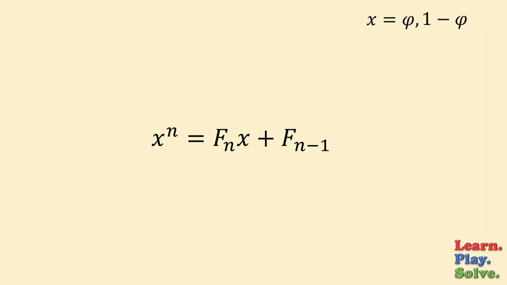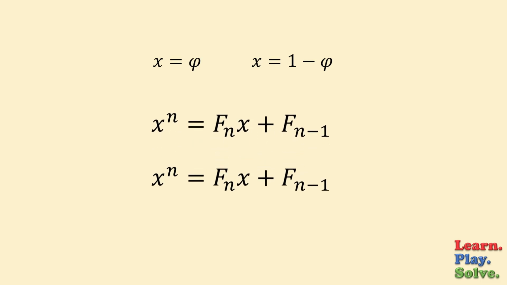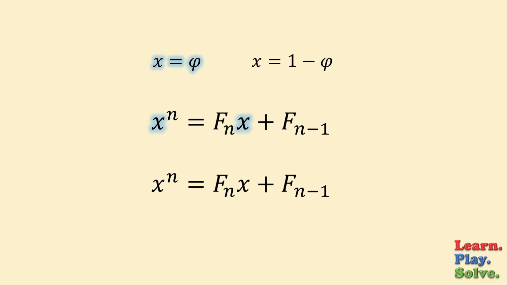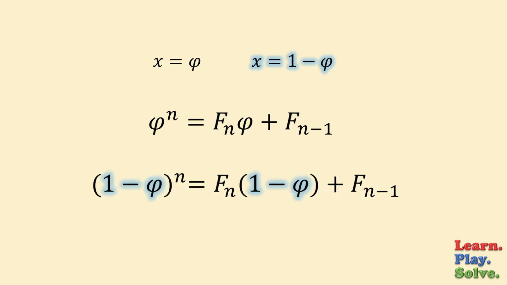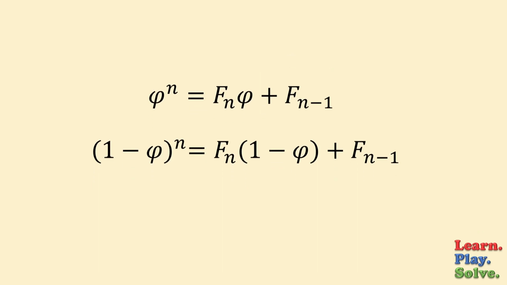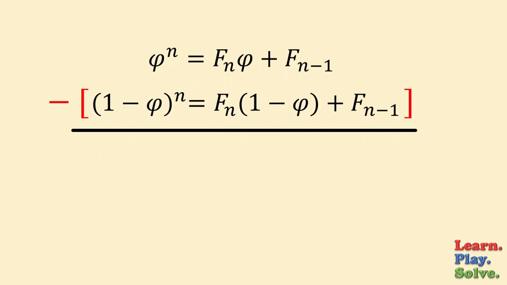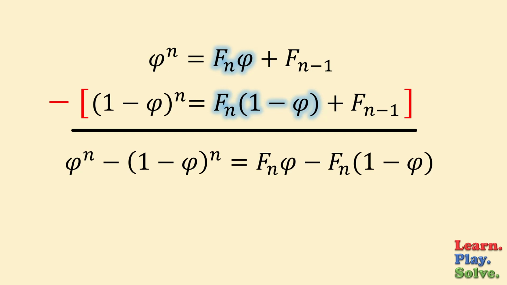We already know the two possible values for x, phi and 1 minus phi. So let's make two of these equations, and in the first one, we can plug in phi for x. In the other one, we can plug in 1 minus phi. Now let's subtract one of these equations from the other one. On the left side, we get phi to the n minus 1 minus phi to the n. On the other side, we have fn times phi minus fn times 1 minus phi. And since the last terms are identical, they simply cancel out when we subtract.